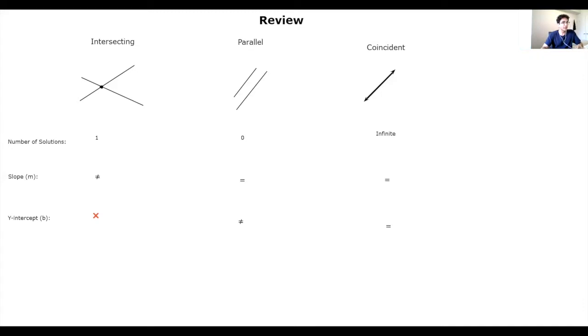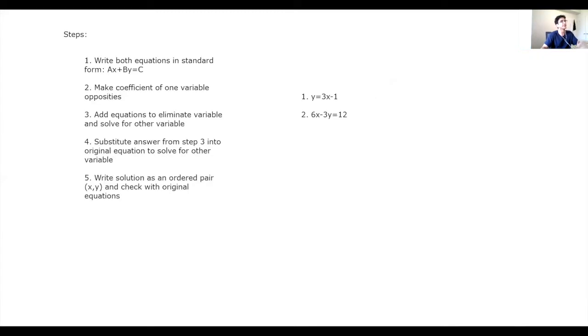So with that out of the way, we can now move on to the steps I'm going to be taking to solve this two-equation, two-variable problem. The first step is to write both equations in standard form, ax plus by plus c. Second step is to make the coefficients of one variable opposites. The third step is to add the equations to eliminate a variable and solve for the other variable that is remaining. The fourth step is to substitute the answer from step 3 into the original equation and solve for the other remaining variable. And step 5 is to write the solution as an ordered pair in xy and check with the original equations.